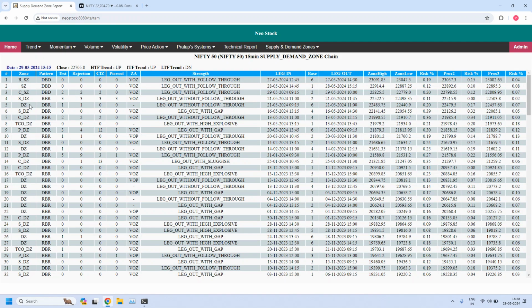Okay, 15-minute zones are created. Already we have a high liquidity supply zone. I think we have already drawn this yesterday. But today one high liquidity supply zone is created in the 15 minutes time frame. That's it. Remaining zones are from yesterday only. The third one is created today, and which is a high liquidity zone.